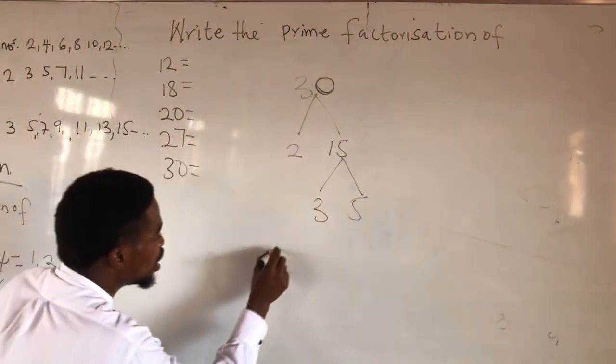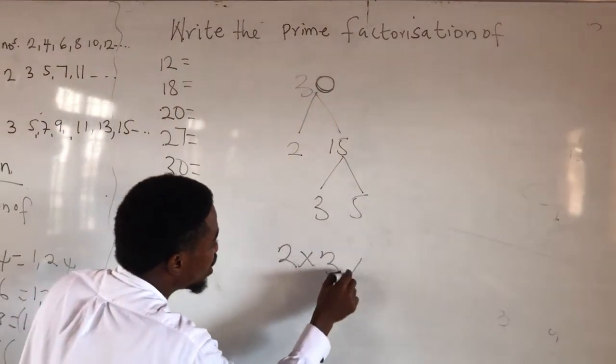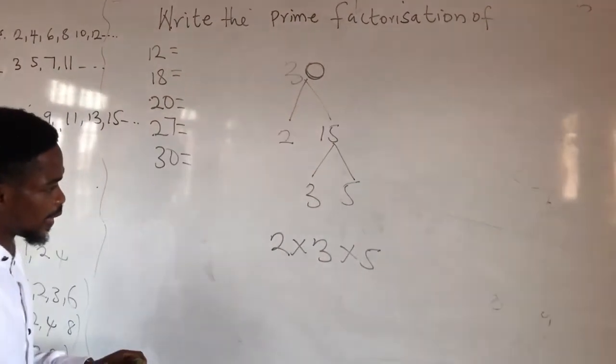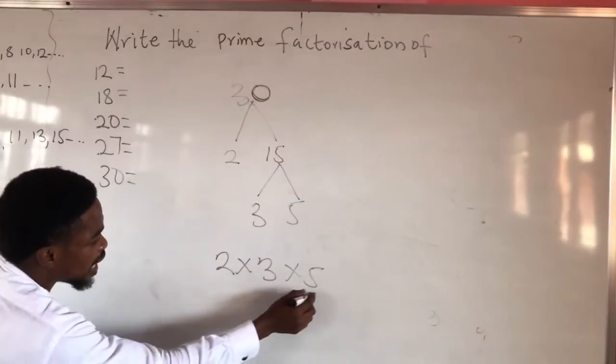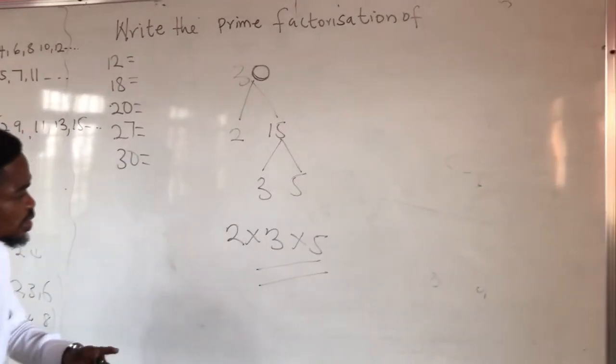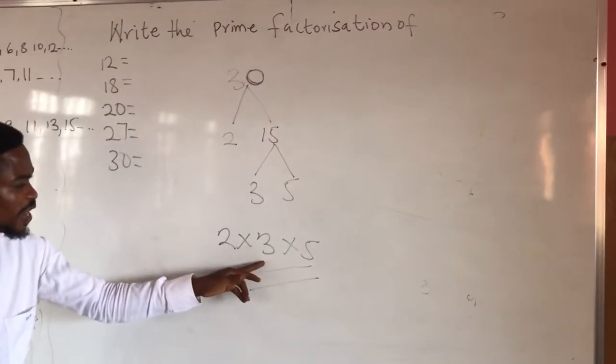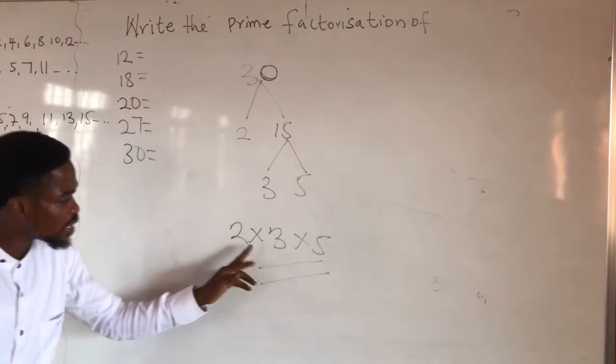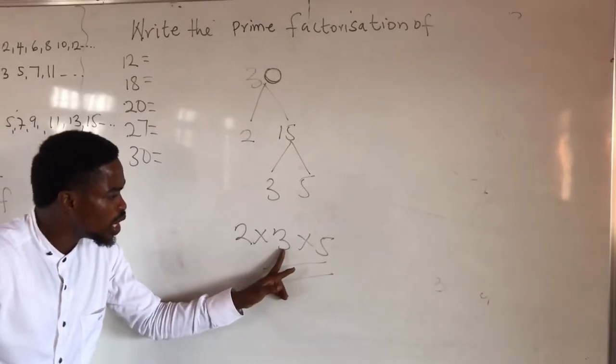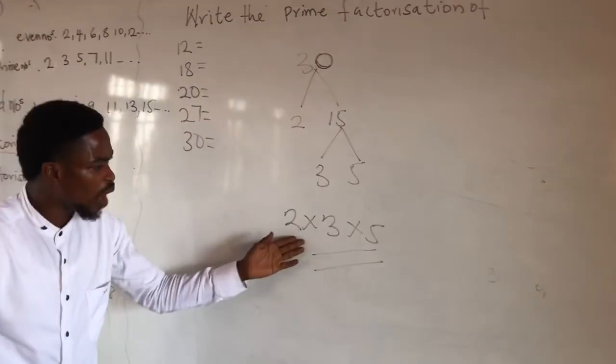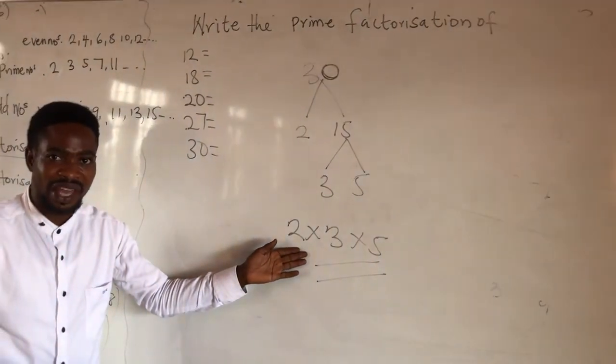So I come here, 2 times 3 times 5. Now, I leave my answer like this because these numbers here are different. 2 is here, there's no other 2 here, there's only 1 3 and 1 5 here. So I leave my answer like this.